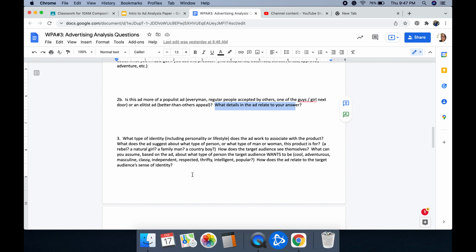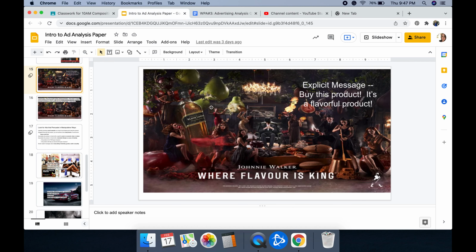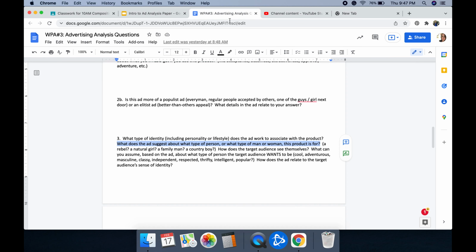For question number 3, what type of identity does the ad work to associate with the product? What does the ad suggest about what type of person this product is for? So I want to talk here about it being for a classy person, or it's supposed to make you feel classy. But I want to be more specific. There's lots of different types of classiness, right, or elitism. And this is definitely that aristocratic classiness. So I can expand upon that in my answer to question number 3.